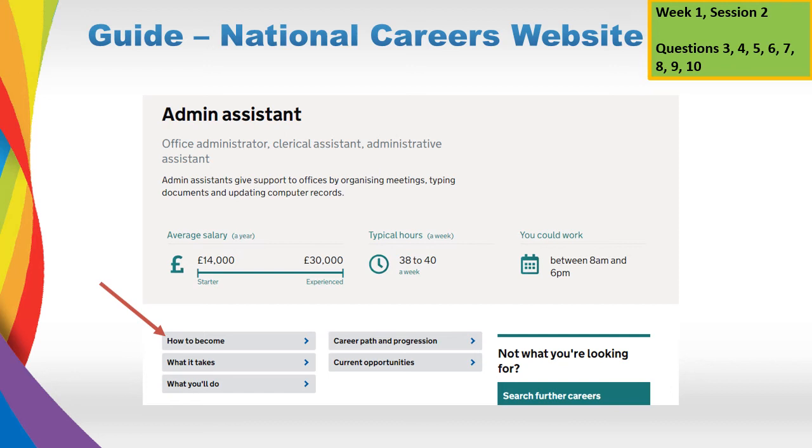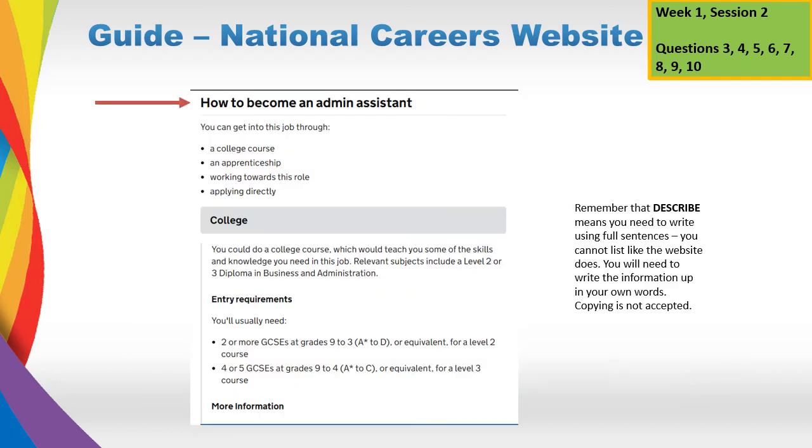After I clicked admin assistant, this page came up and it tells me a little bit about being an admin assistant, but I would like to find out some more information about how to become an admin assistant. So I'm going to click how to become. Now that I've clicked how to become an admin assistant, this is what I can see on my screen. It tells me quite a lot of information about how to become an admin assistant through different routes, such as college, and what the entry requirements could be, such as in English and Maths and other GCSEs.